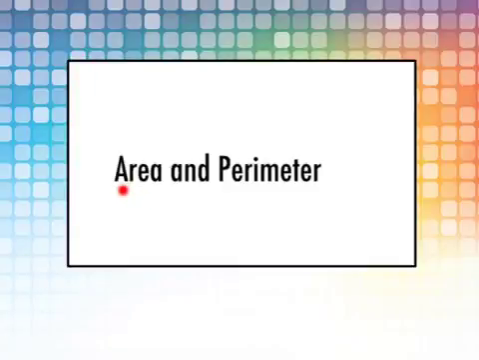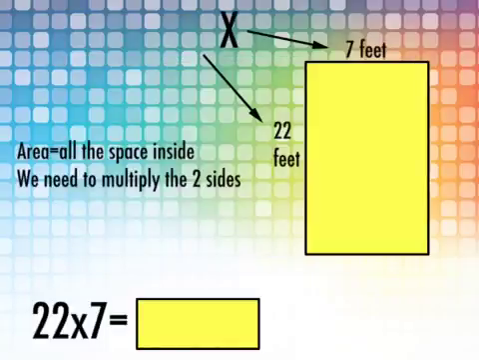Alright, today's lesson is on area and perimeter. The first thing that we're going to talk about is area. Area is all the space inside. So all of this that's yellow inside this rectangle, that is the area. And what we do is we only worry about two sides for area, and we multiply those two sides.